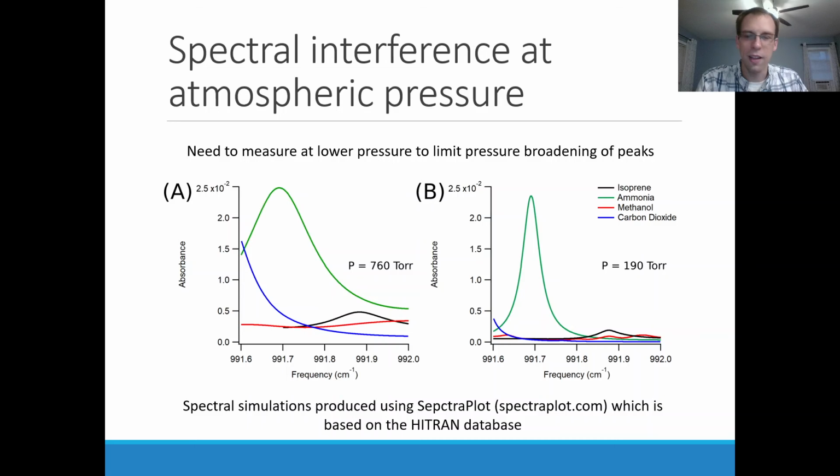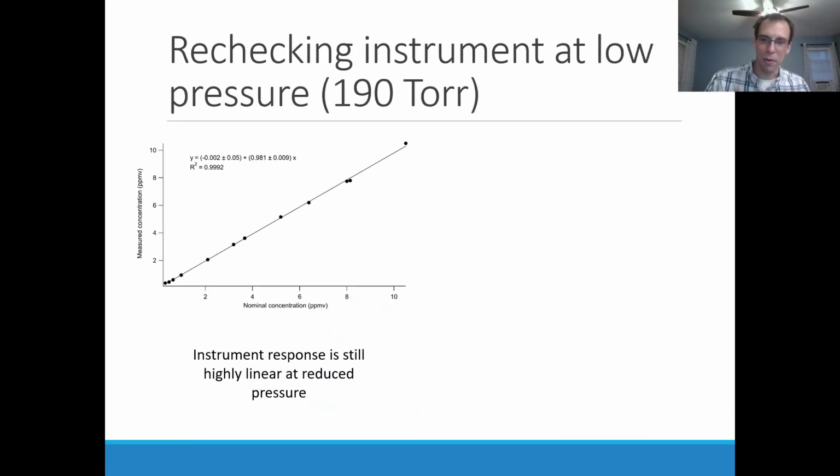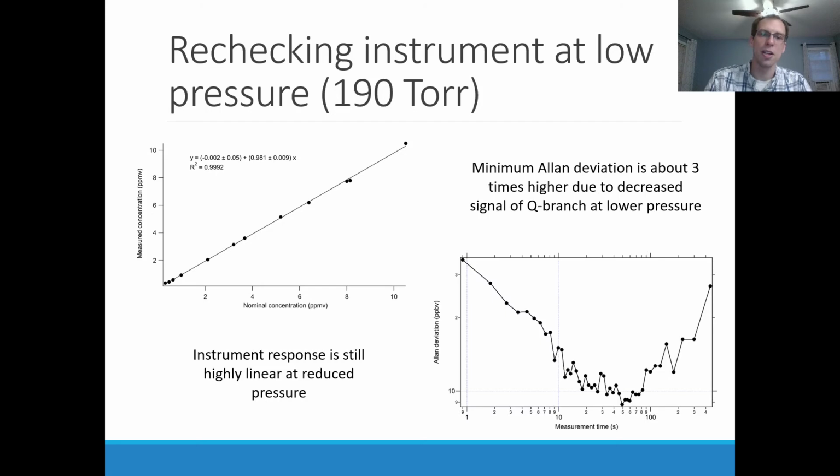And so we need to go back and recheck our measurements at low pressure. My students and I did this. We still get very linear behavior, which is excellent. And we've repeated the Allan deviation measurements. The Allan deviation, we need to average for a little bit longer to get down to our lowest values.